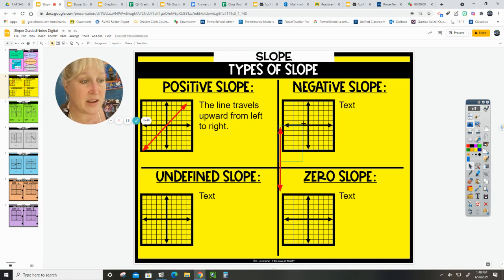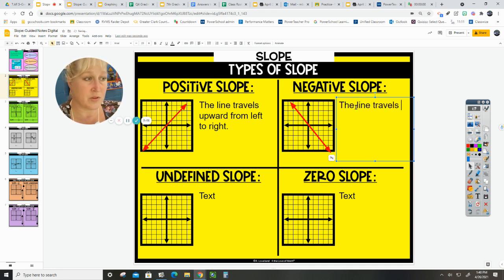So that means a negative slope will appear to go downhill, down from left to right. So the line travels downward from left to right.